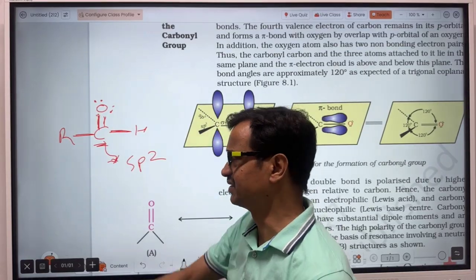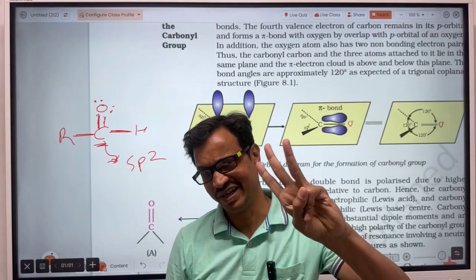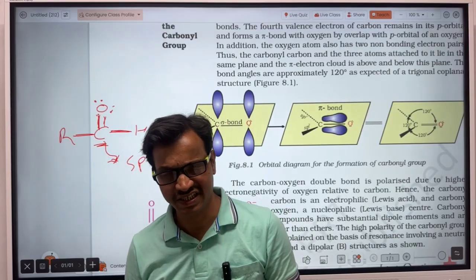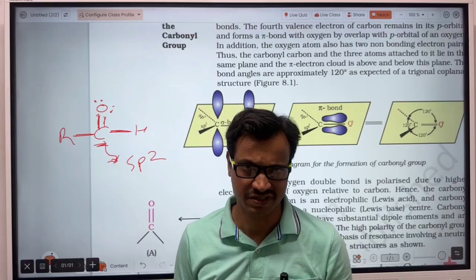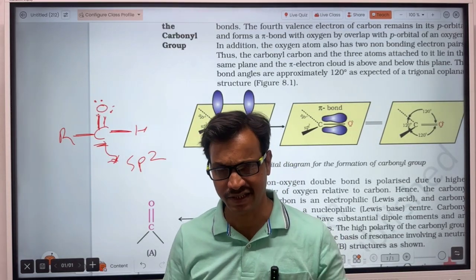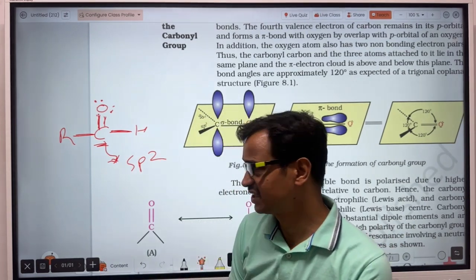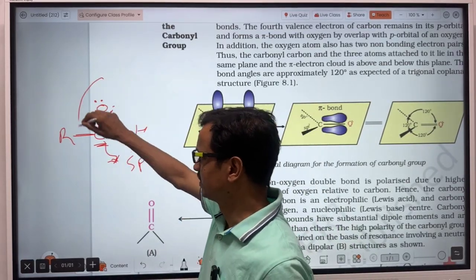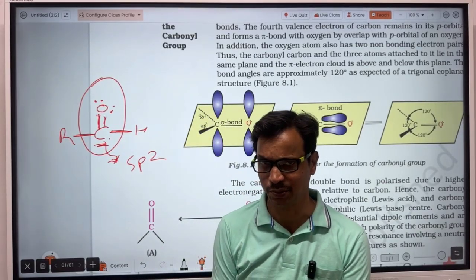So this oxygen also needs 3 hybrid orbitals. To form the 3 hybrid orbitals, the 3 atomic orbitals of oxygen will merge together, of which 1 atomic orbital will be of S and the remaining 2 atomic orbitals will be of P. So the hybridization of this oxygen will be sp2. So in the acyl group, the hybridization of the acyl carbon atom as well as of the oxygen atom is sp2.